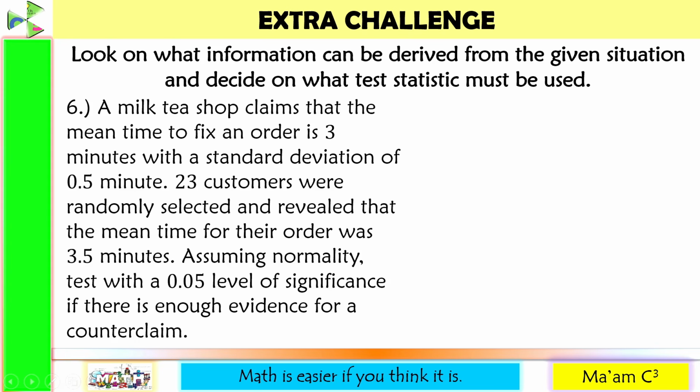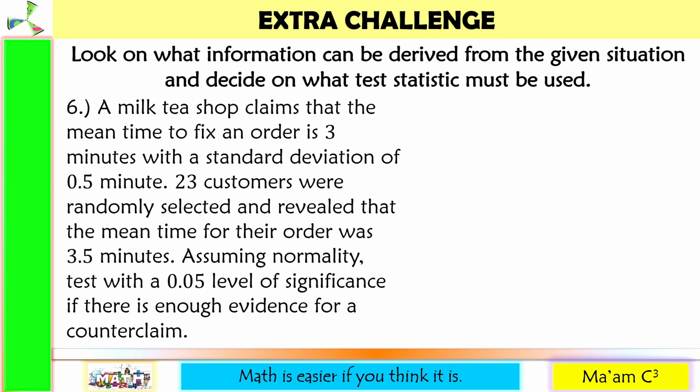Last one. A milk tea shop claims that the mean time to fix an order is 3 minutes with a standard deviation of 0.5 minutes. 23 customers were randomly selected and revealed that the mean time for their order was 3.5 minutes. Assuming normality, test with 0.05 level of significance if there is enough evidence for a counterclaim.